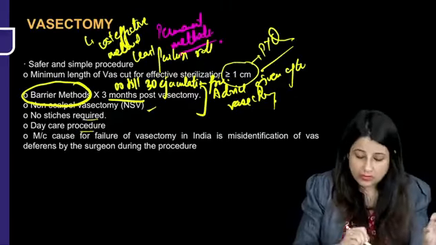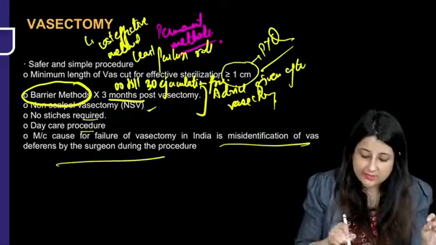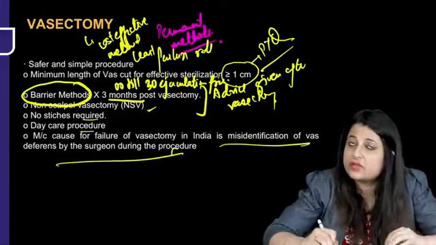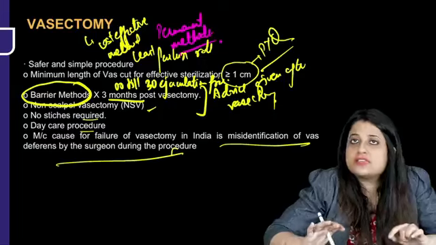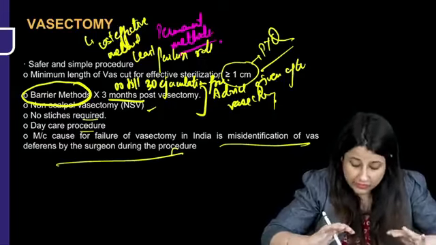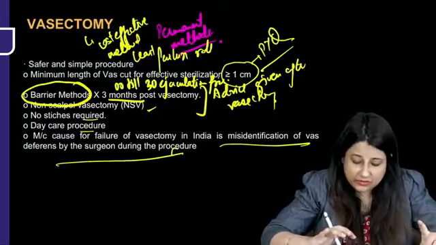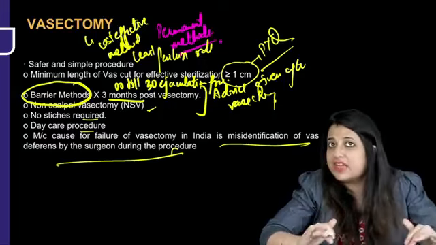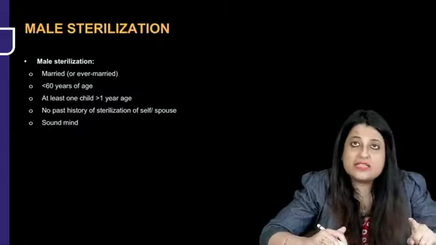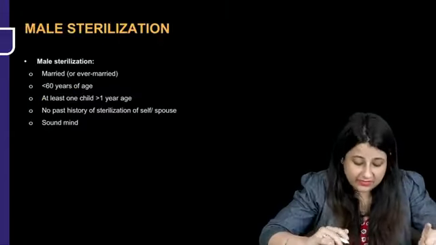What is the most common cause of failure of vasectomy in India? Misidentification of vas deferens is the most common cause of failure of vasectomy in India. You need to cut up to 1 centimeter of vas deferens. If that is wrongly identified, that is the most common cause. And please remember the advice to be given, very, very important.